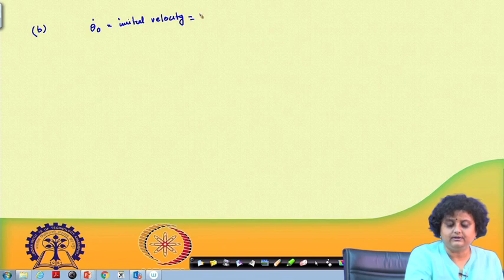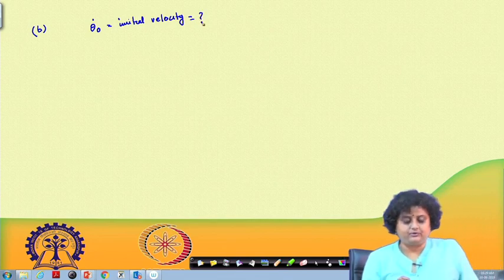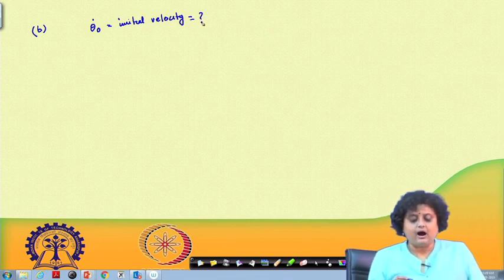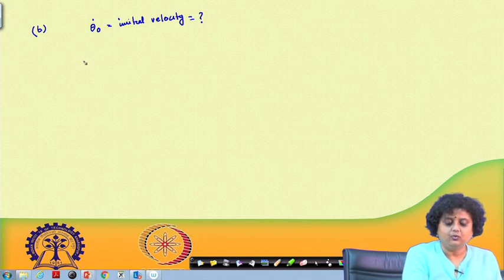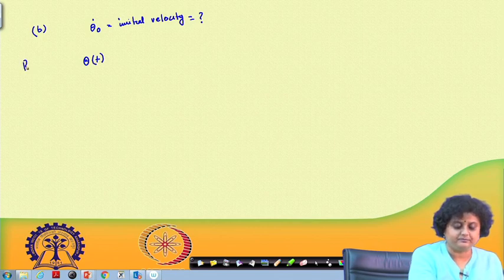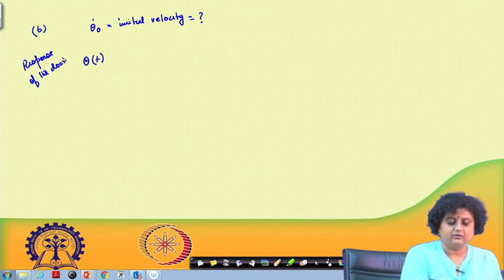This is what we need to find out. This is the problem statement. So, now how are we going to find it out? Let us find out the response of the system. We know since it is a critically damped system, the response that we obtain by solving the equation of motion is going to be theta t.